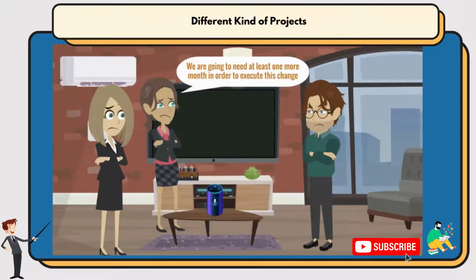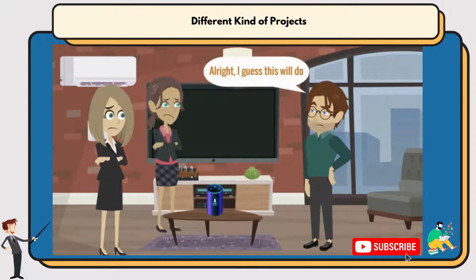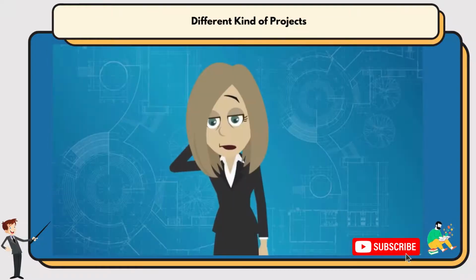This, of course, means further increase in the budget, which does not appeal to Bill. Leah says, "If only I knew about this in the first 2 months, it would have been done so easily." The additional costs become too big and Bill decides to stick with the current version regardless. The project is finally completed. Phew, not an easy project for Ray.